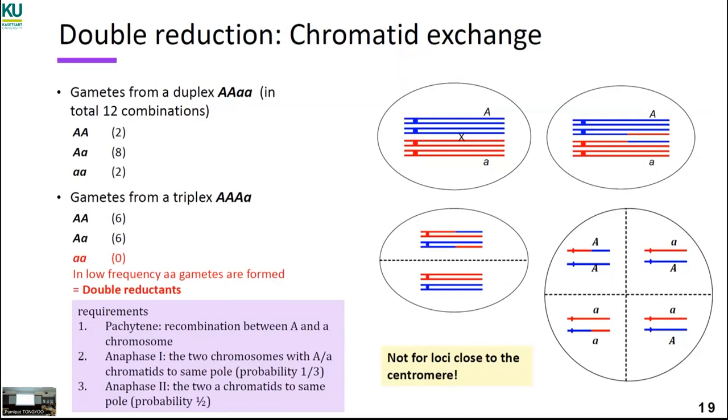This was very nice for people because they understood more about meiosis. And another thing is, it happens only with genes that are far away from the centromere. If you have a locus which is very close to the centromere, you will never find double reduction. So you do a very simple centromere mapping in this experiment.